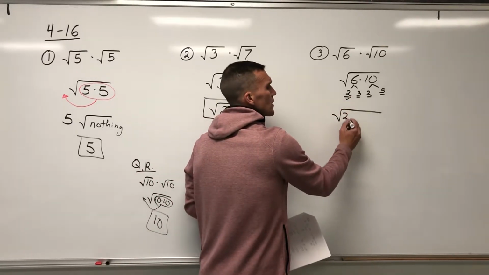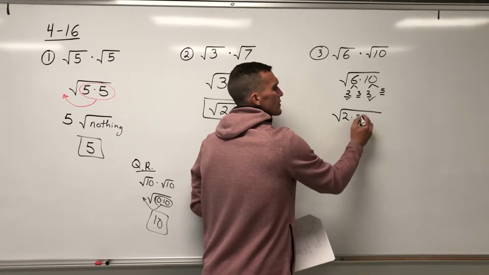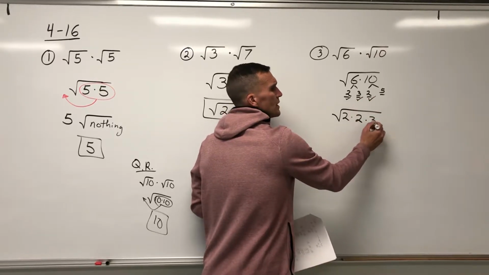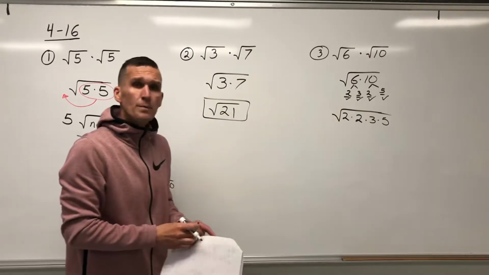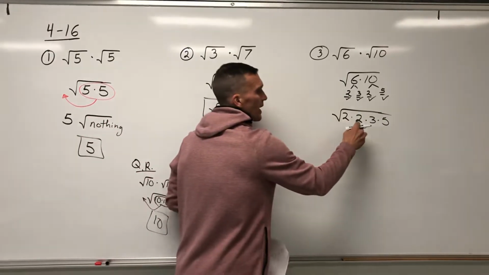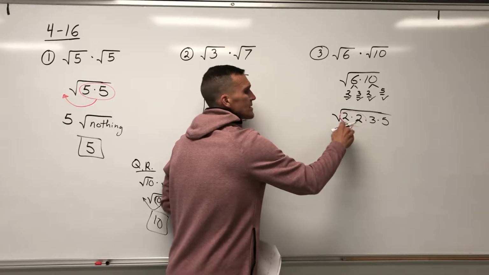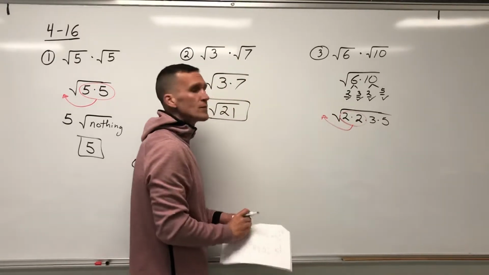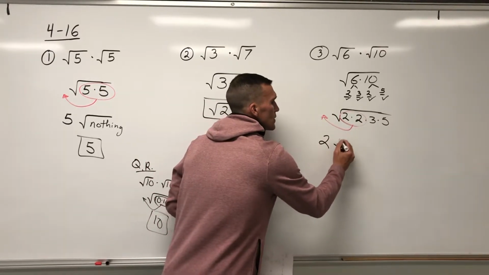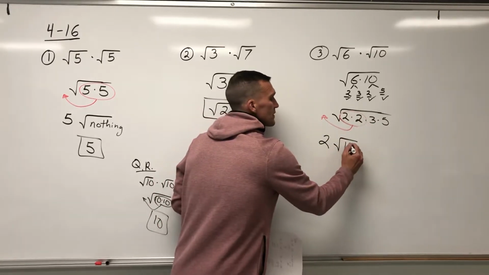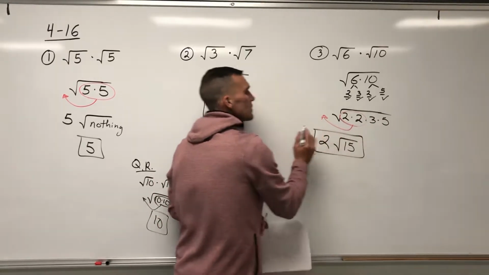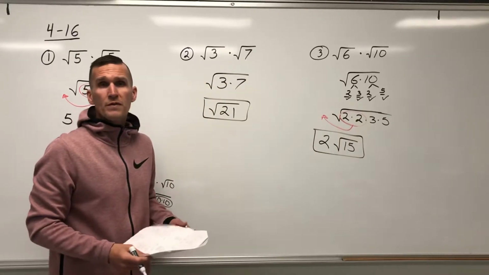So a 2 needs to go under there. Times, there's another 2. Times, there's a 3. Times, there's a 5. And all that is under the square root. But a pair comes out as a single. So on the outside is 2. Square root, 3 times 5 trapped inside is 15. So my final answer is 2 square root of 15.